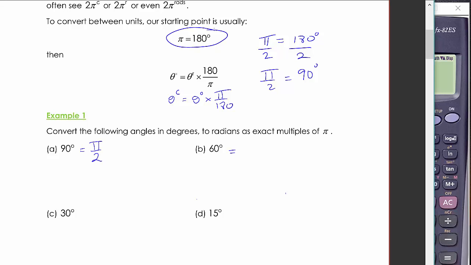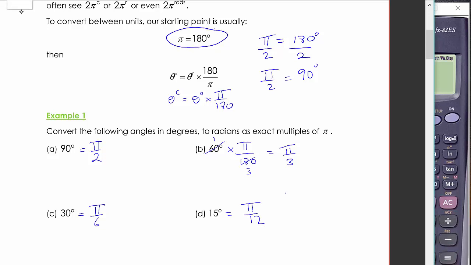Now, if we use the conversion here, so 60 degrees, we want that in radians, so times it by pi over 180, and then cancel here, and that will become 1, and that will become 3, so it's pi by 3. Now 30 degrees is just half of that, so that will be pi by 6. 15 degrees is pi by 12.